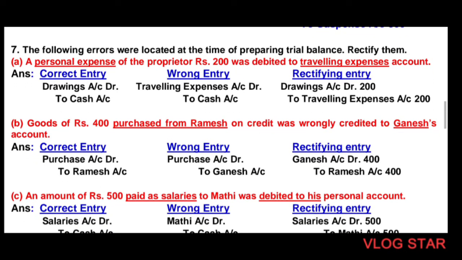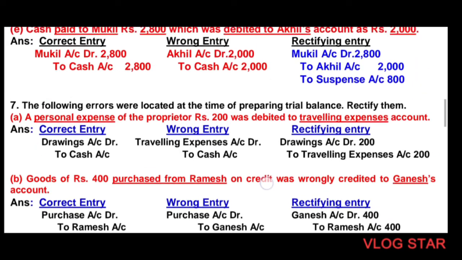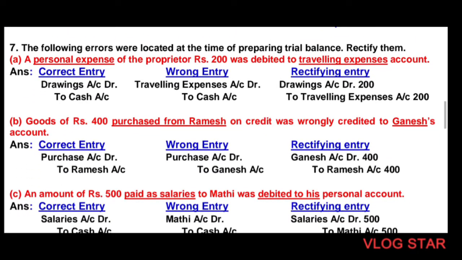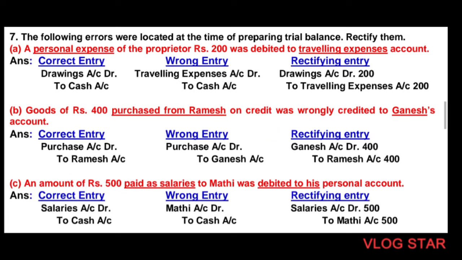7th question. The following errors were located at the time of preparing the trial balance. Rectify them. First question. Personal expenses of the proprietor, rupees 200. Personal means always drawings. It was debited to traveling expenses account. So his personal expense, the correct entry is drawings to cash. Whenever it is his personal expense, it means drawings. So drawings account should be debited. What he did? He debited traveling expenses account. That is the mistake in the entry.